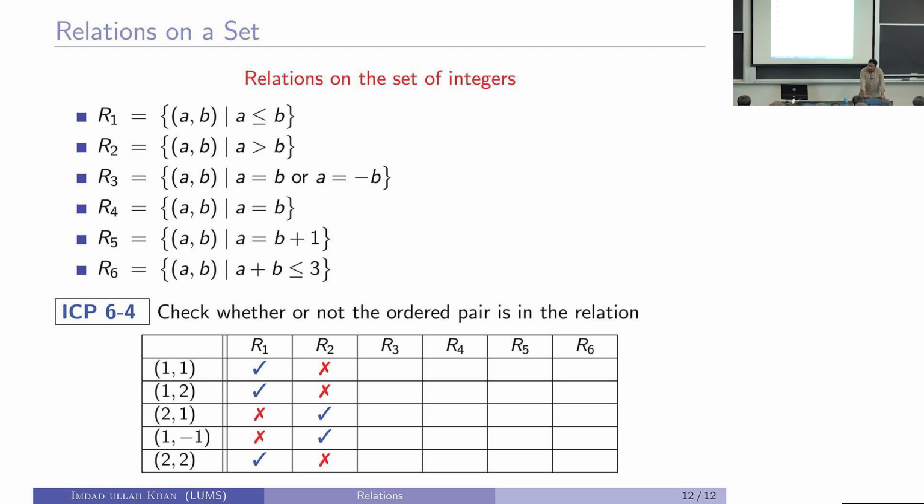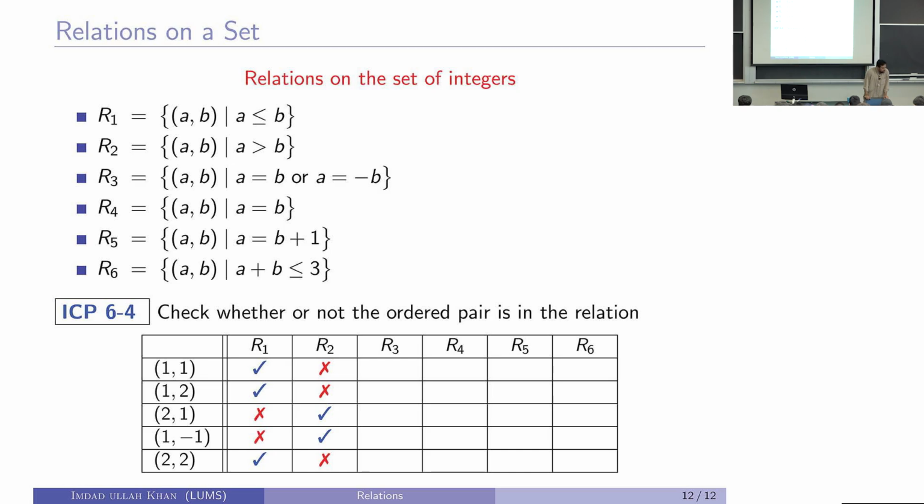So, is 1 2 an element of R1? Quickly, is 1 2 an element of R1? Because 1 is less than or equal to 2. Is 2 1 an element of R1? Why not? Because 2 is not less than or equal to 1. That's a better way of saying it. 2 is not less than or equal to 1. Is 1 negative 1 an element of R1? Why? Because 1 is not less than or equal to negative 1. 2 2? 2 is less than or equal to 2, so it should be there.